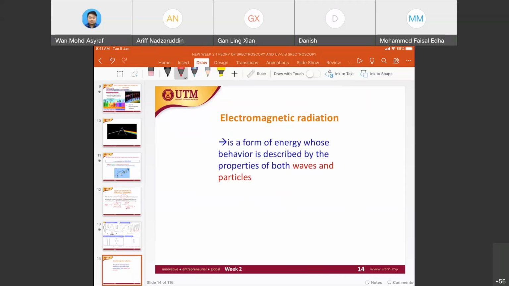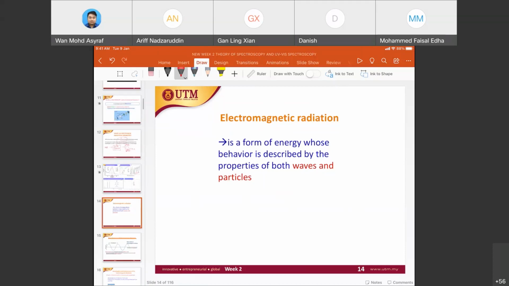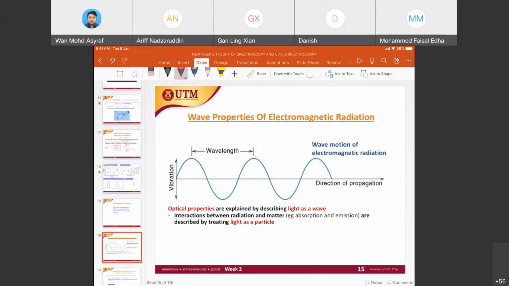In this case, we study it in an instrument to analyze our sample. Alright, so electromagnetic radiation is a form of energy whose behavior is described by the properties of both waves and particles. Okay, maybe it is easier to understand from this angle.